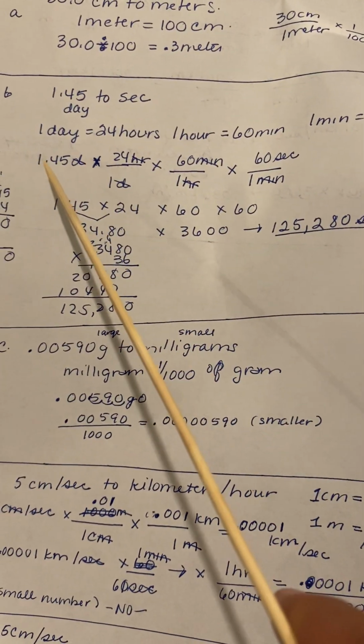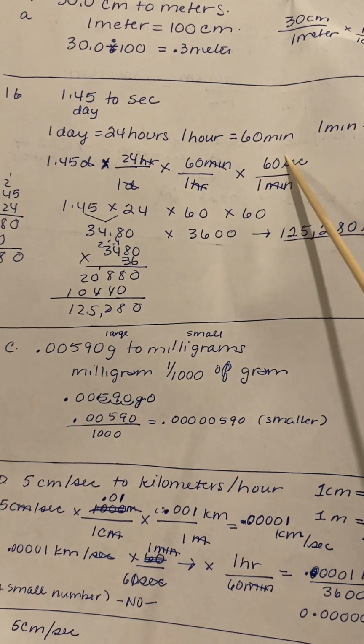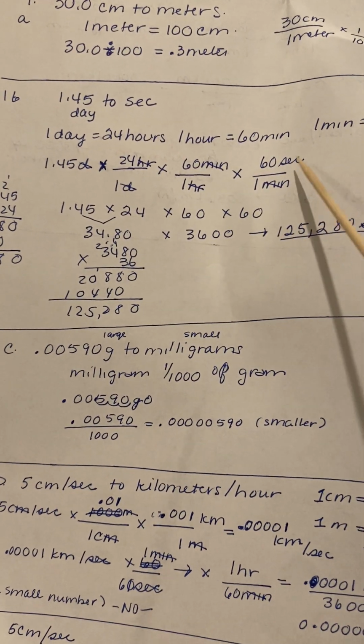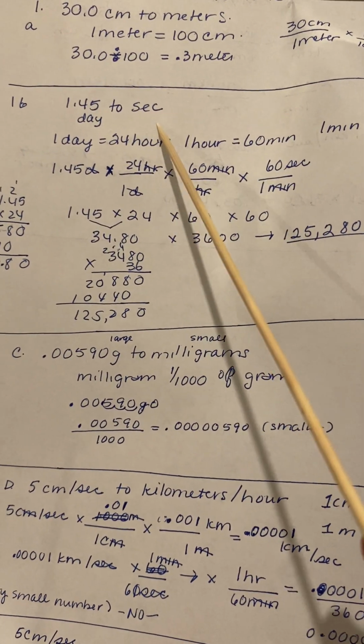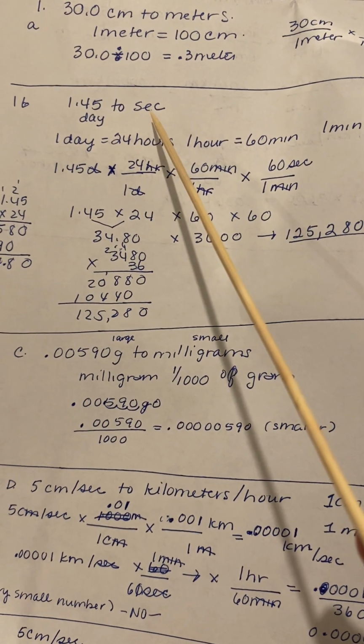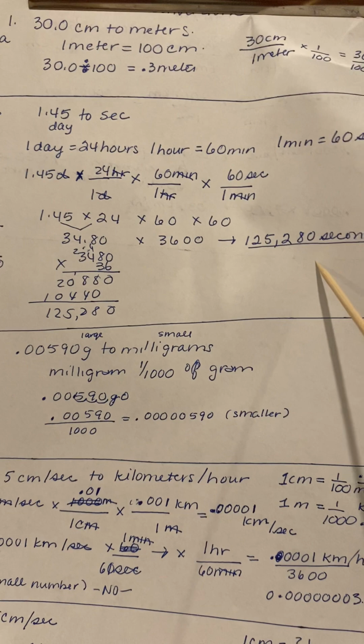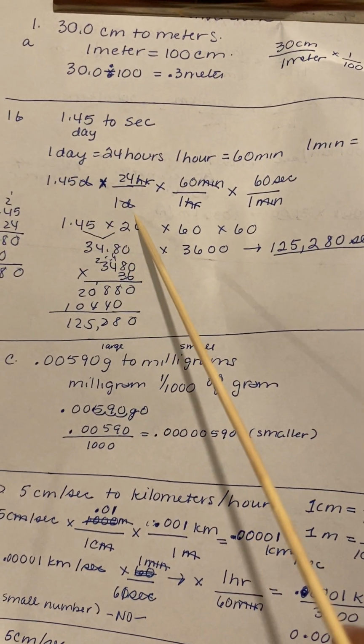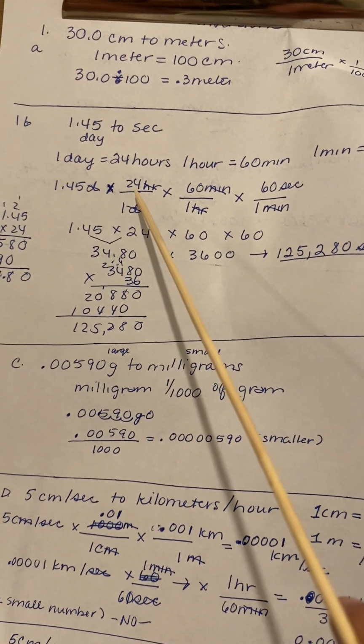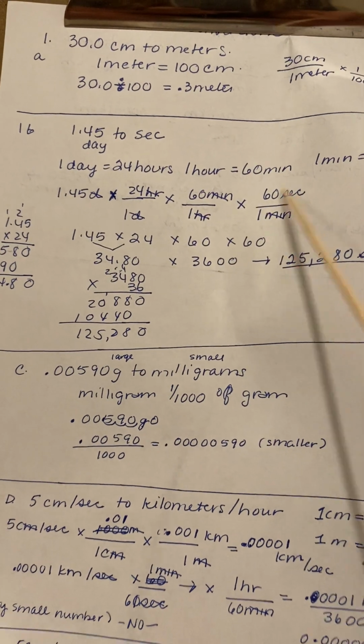So basically you're going to multiply all of these numbers here, and you're going to end up with seconds. We want to know how many seconds are in 1.45 days, right? And that's how many seconds. Remember how we did the dimensional analysis, putting the days at the bottom, putting the hours, and putting the minutes.